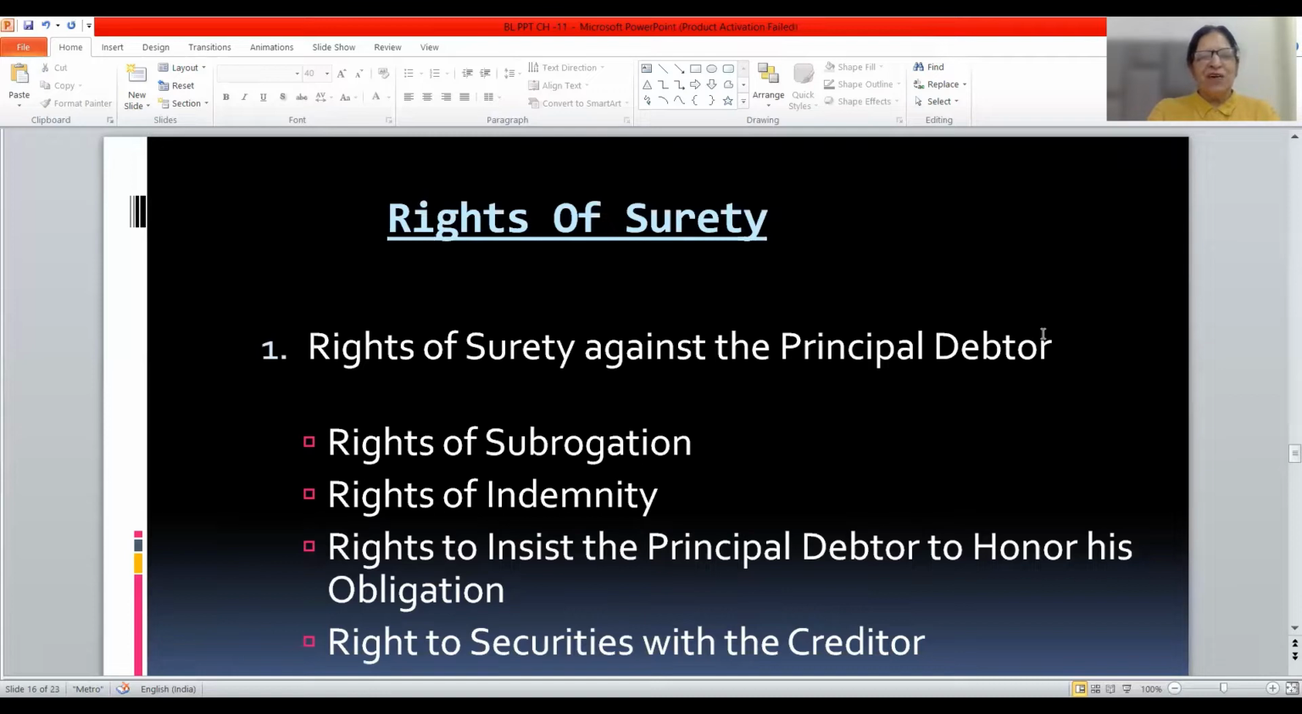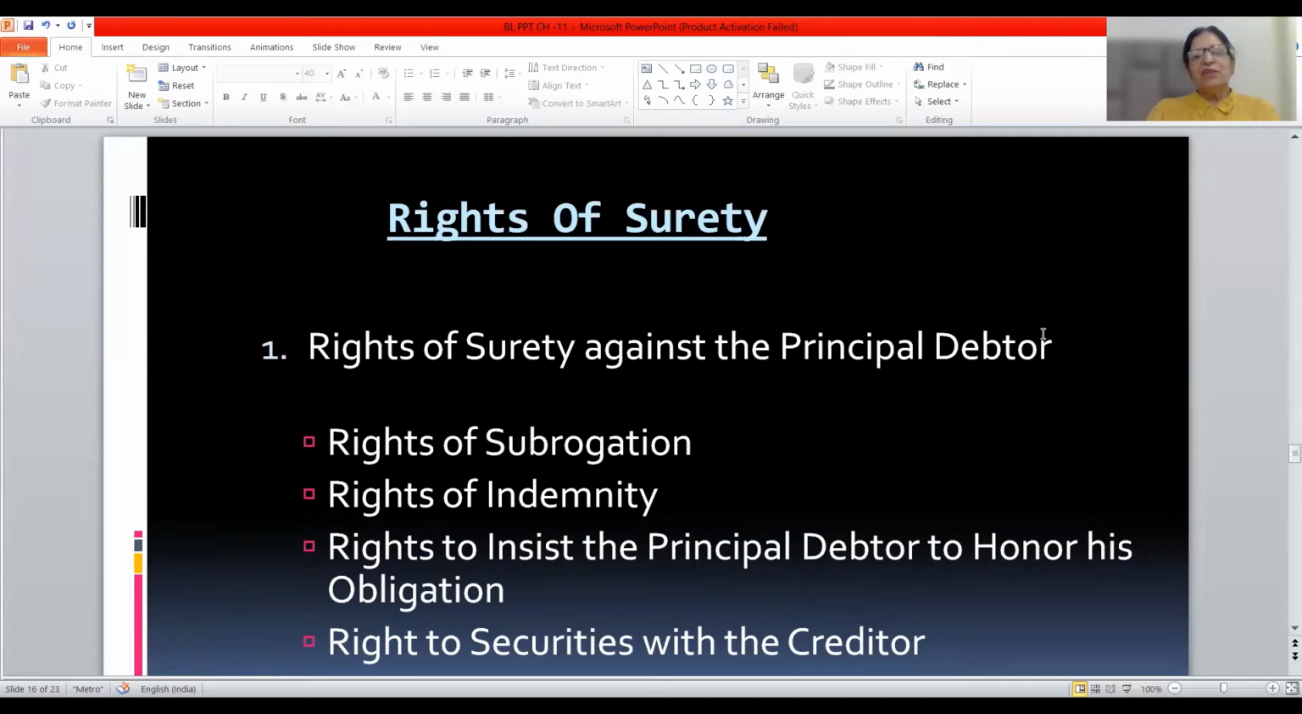So let us begin now, friends. First heading is rights of surety against the principal debtor. What rights a surety has against the principal debtor? So there are four rights. One is the right of subrogation. Second is the right of indemnity. Third is right to insist the principal debtor to honor his obligation. And right to securities with the creditor.